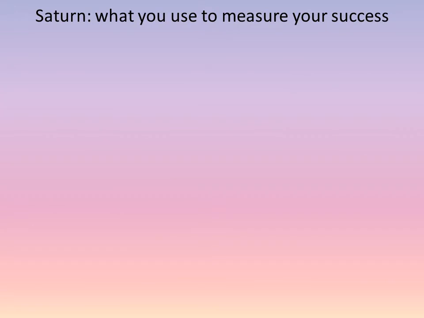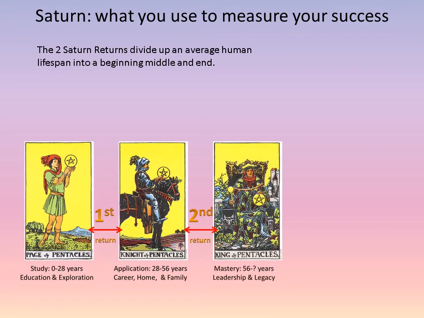So let's talk about Saturn, what you use to measure your success. The 2 Saturn returns divide up an average human lifespan into a beginning, middle, and end. Looking at this diagram, you can kind of see where the middle age is and where the end and the beginning are. In the beginning, you're just learning and developing, and then you have your first Saturn return around age 28, and between your first and second Saturn return, from age 28 to 56, is when you do your life's work.